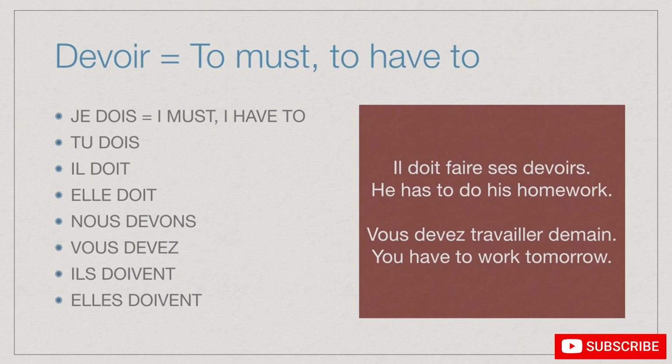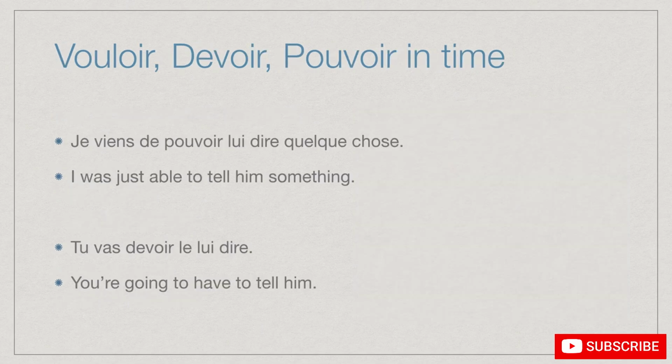So devoir is to have to, like an obligation, you must, whereas avoir is to have something. So avoir is like a possession, whereas devoir is a duty or a requirement of some type. So vouloir, devoir, and pouvoir can be used in any of the tenses.